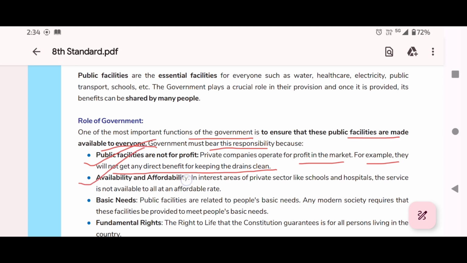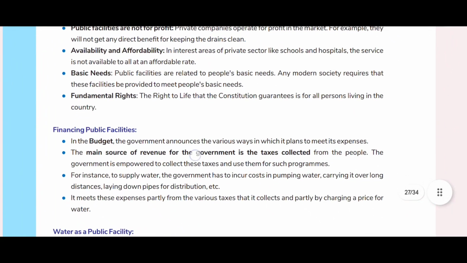Availability and affordability. In the private sector areas like schools and hospitals, the service is not available to all at an affordable rate. Basic needs. Public facilities are related to people's basic needs. Any modern society requires that these facilities be provided to meet people's basic needs. Fundamental rights. The right to life that the Constitution guarantees is for all persons living in the country.